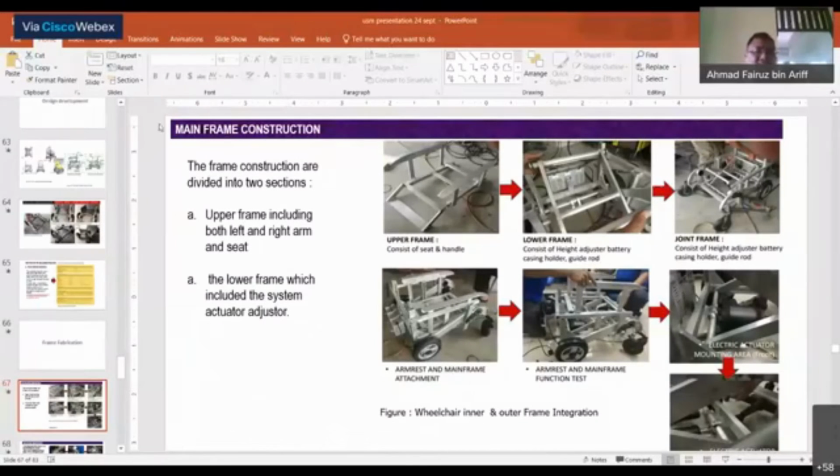Still, the design will be led by the design team. Based on this, we selected Ikramatic as our partner. The frame construction is divided into two: the upper frame and the lower frame. The upper frame, as you can see here, is for the upper part. It can lift up and down and support the seat, and the lower frame consists of the tires and the electrical system.